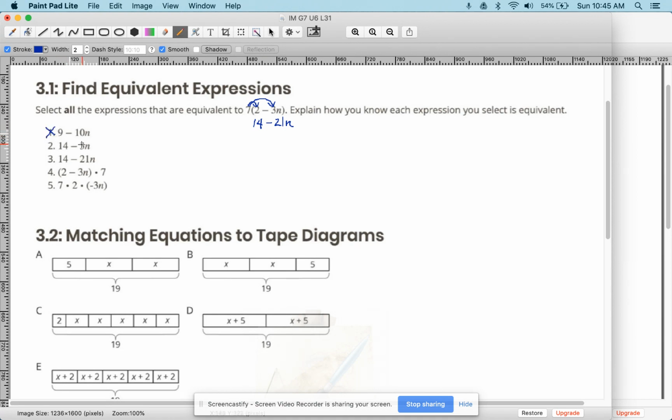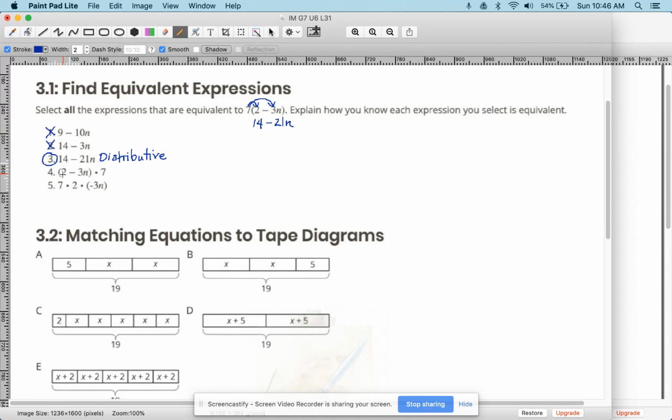We have 14 minus 3n. Well, what did they do here? They multiplied 7 times 2, but they forgot to multiply 7 times that 3n. So that's not going to work. We have 14 minus 21n, which is what we got when we distributed. So that is correct. And the reason that's correct is we use the distributive property. Distributive property means if you distribute the 7 amongst everything in the parentheses, you're going to get an equivalent expression.